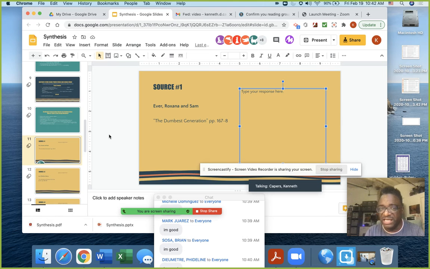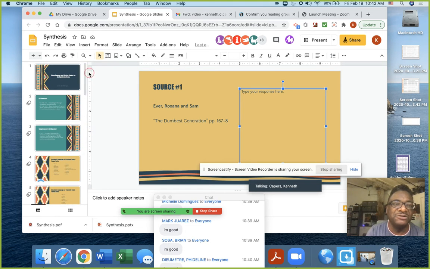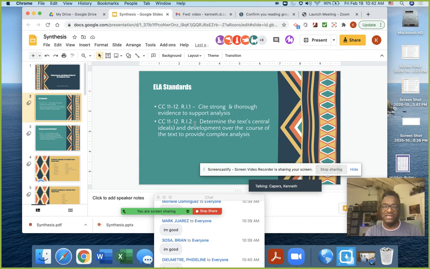And again, as I said a little earlier, we're talking about RI1 and RI2, reading informational text, citing strong evidence, and determining the central idea. That's what you're doing.